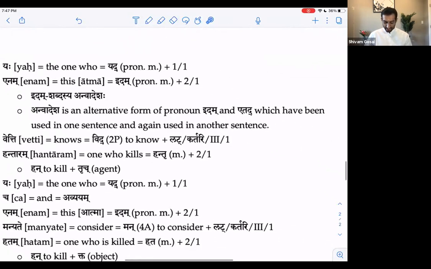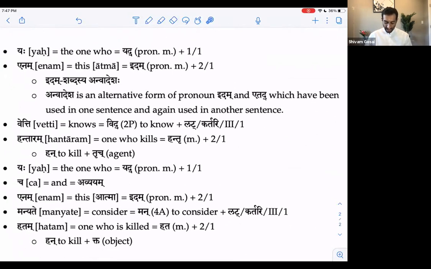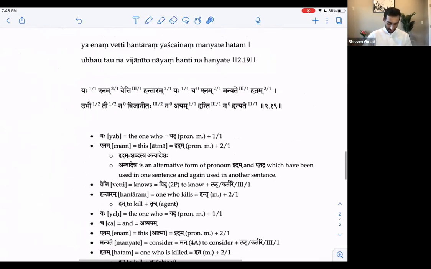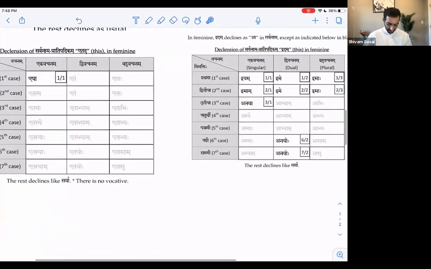Anvadesha is that alternate form of the pronoun idam and etad, which has been used in one sentence and again used in another sentence. So here, instead of using the normal form of idam or etad, Bhagavan Krishna has now used enam, which is the Anvadesha form. So let's look at those forms, and we'll come back to some other Gita verses.